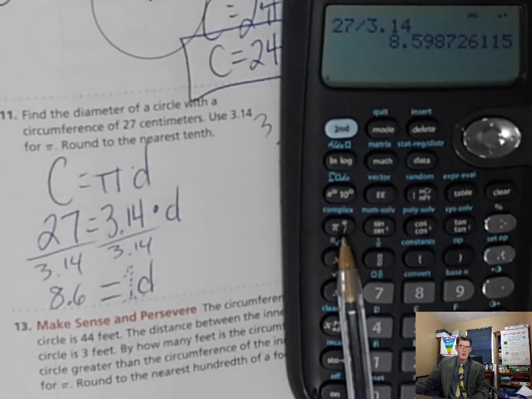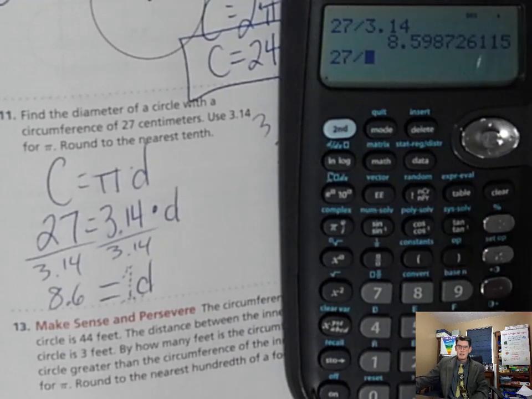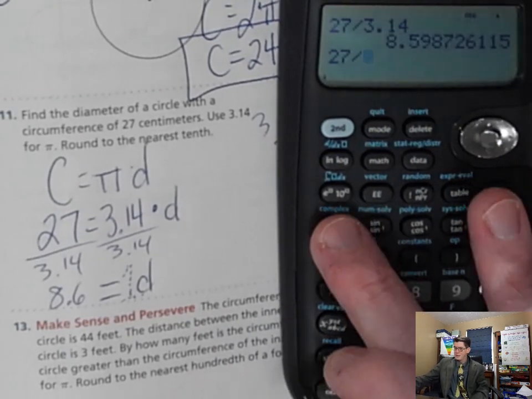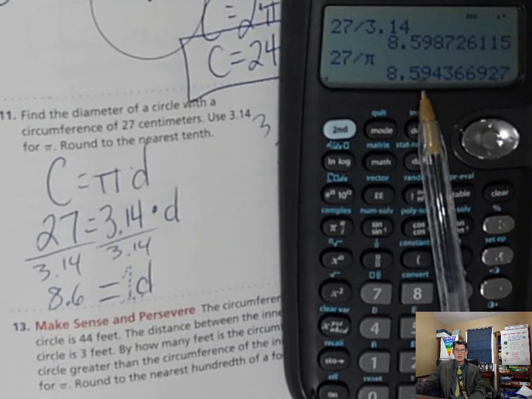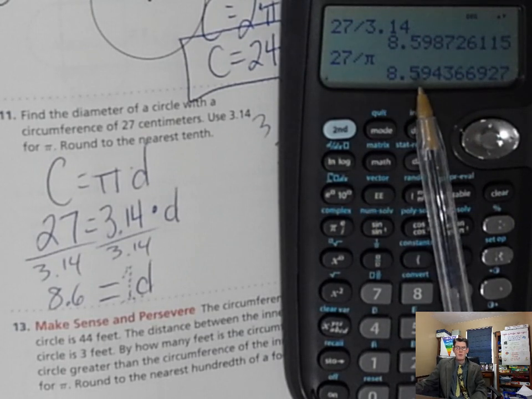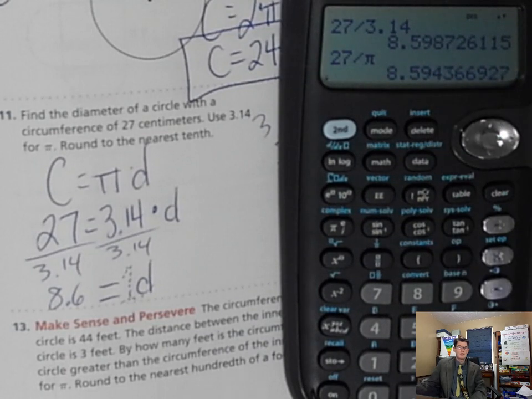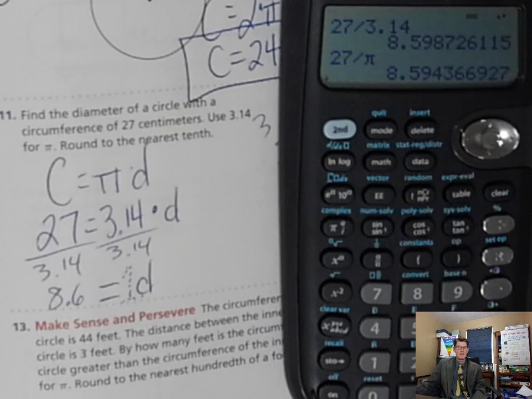You'll notice the pi button's right here. If I would have said 27 divided by pi, just enter the symbol pi, enter. Oh, look, I get almost the exact same number as 3.14, except I did 3.14, and then the number that I stopped doing at, that's where it's going to show up to be different. But you can see it's close enough, and when we round it off, we get the same number anyway.